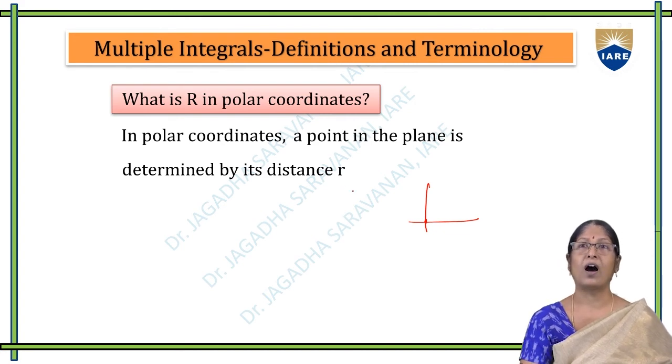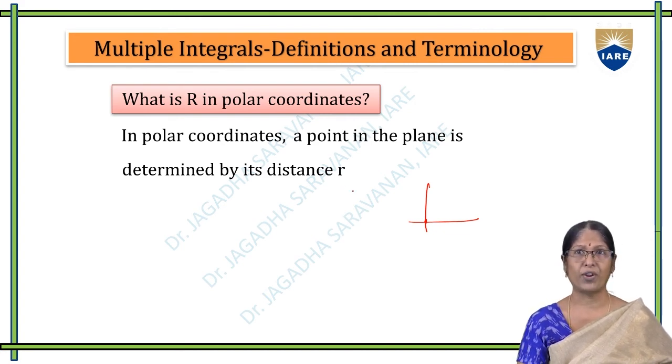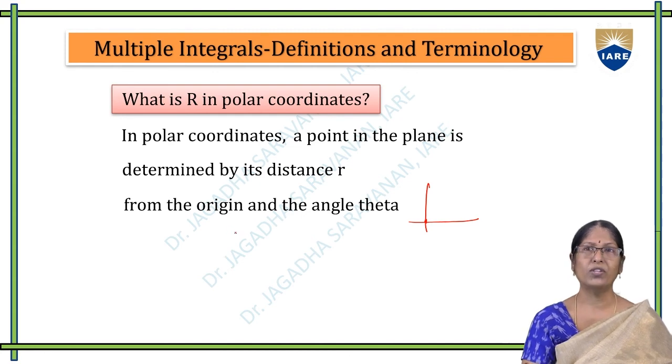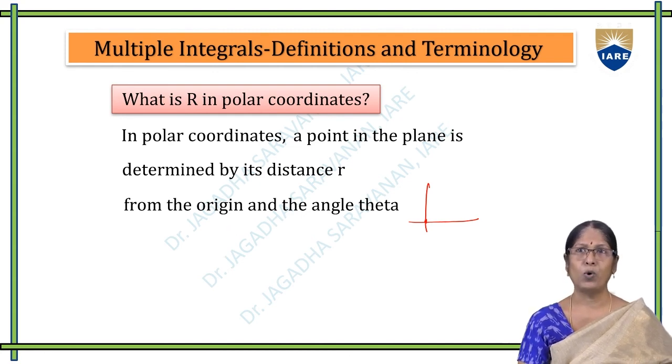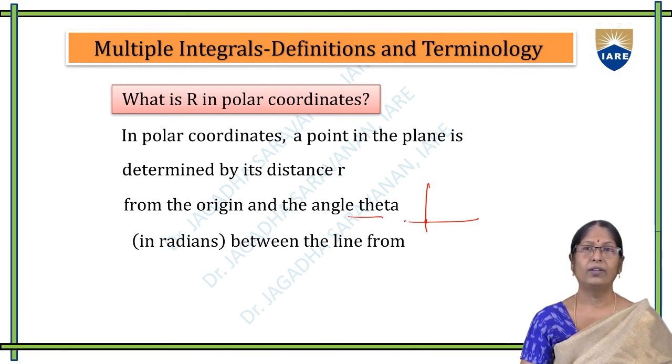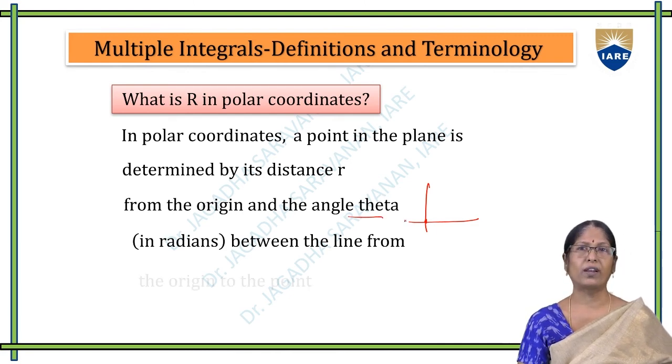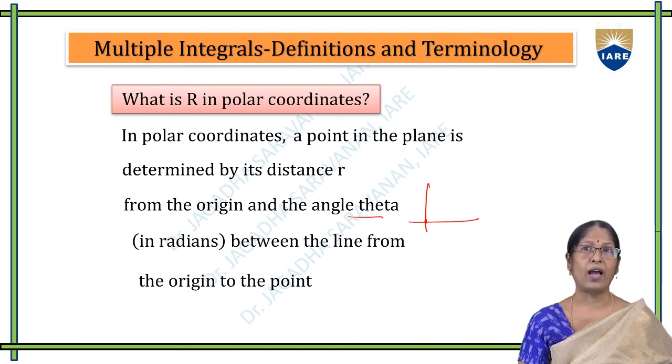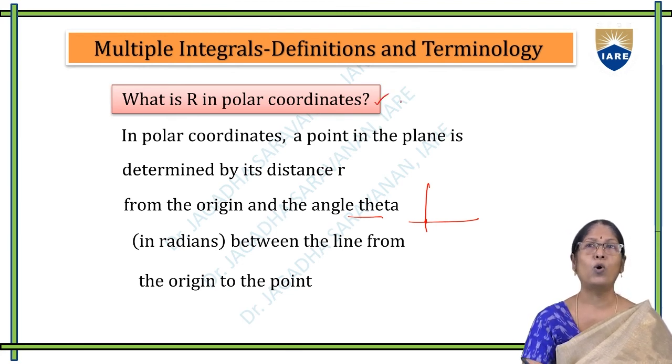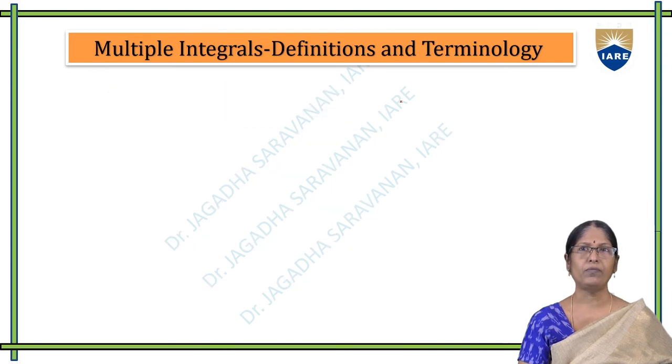So r is nothing but the radius from the origin. In the polar form, r and the angle theta are playing the role. Theta is the angle in radians between the line from the origin to that particular point. In a very simple way, r and theta dominate in polar coordinates.